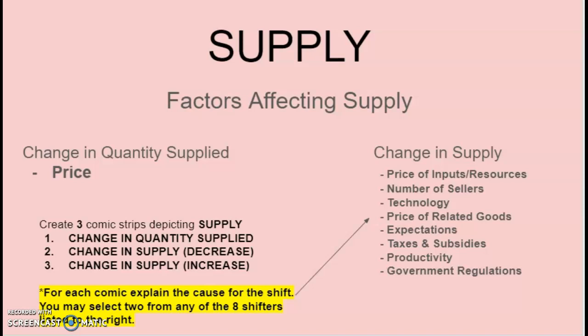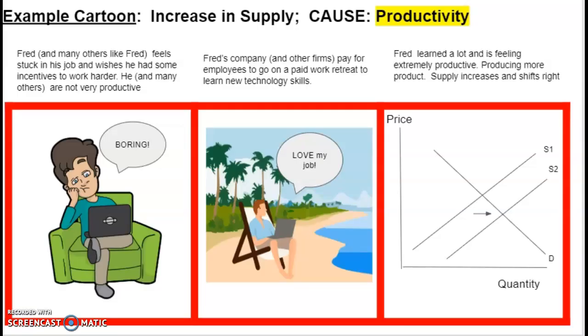So you need to pick two different things that will cause supply to increase or decrease, that change in supply, and then one graph on that change in quantity supplied. And then this example shows an increase in supply due to productivity. Notice the last panel of the graph is supply shifting to the right. It's increasing, which actually caused a lower price and a greater quantity.